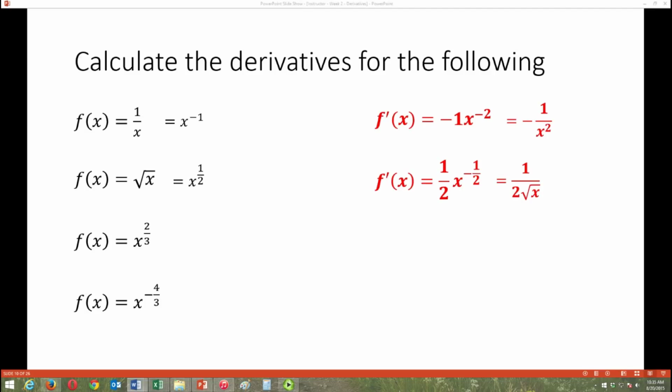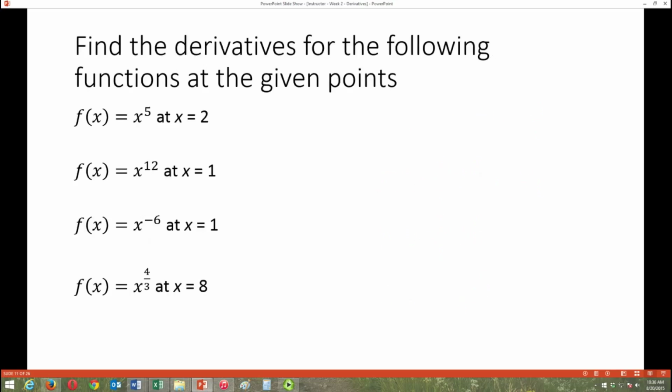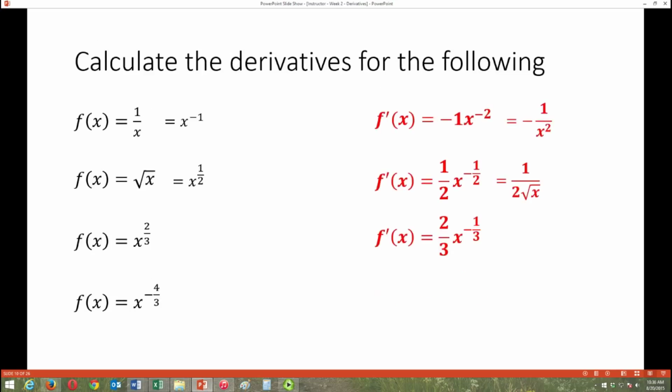What's the derivative of f of x equals x to the 2/3? It's simply f prime of x is 2/3 x to the negative 1/3. Again, following the same pattern. And what is the derivative of f of x equals x to the negative 4/3? It is f prime of x equals negative 4/3 x to the negative 7/3, I apologize. I will get that fixed.